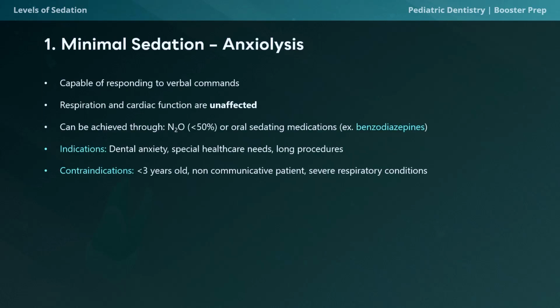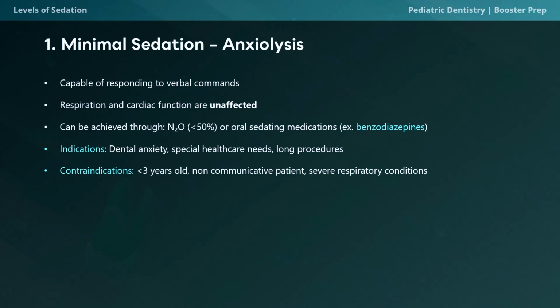The first would be minimal sedation or anxiolysis, which is when a patient is capable of responding to verbal commands. This level of minimal sedation is achieved when the patient experiences less dental anxiety while their ability to respond, respirate, and cardiac function are unaffected. This can be achieved through light nitrous oxide sedation, less than 50%, or sedating medications such as a benzodiazepine. Midazolam is the most commonly used oral benzodiazepine for pediatric dental sedation.